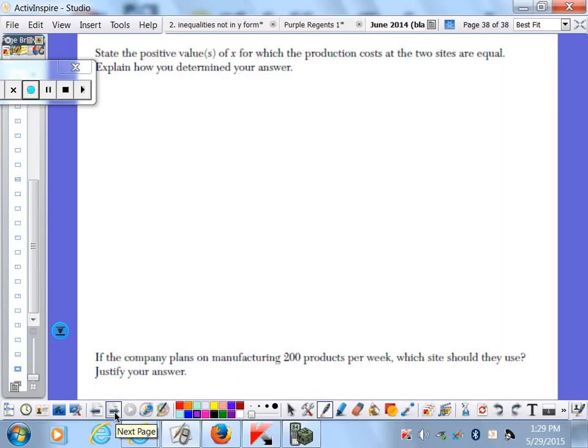So the next one says to state the positive value of x for which the production costs at the two sites are equal. So look at your graph. When do the two sites cost the same amount? And explain how you determined your answer. So again, we must write something there describing that. Lastly, if the company plans on manufacturing 200 products per week, which site should they use? Again, we must justify our answer. So you're on your own. Make sure you answer each piece and do your explaining and justifying, and then you're all done. Go ahead.